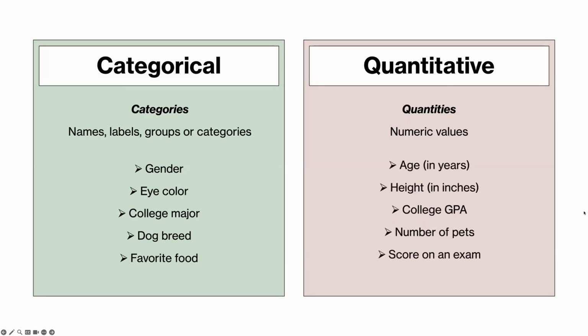For quantities, we're looking at something that has a number. So you could have age in years. You could have height in inches. College GPA, a number of pets. So you're counting something. Or score on an exam. Those are all examples of quantitative variables.